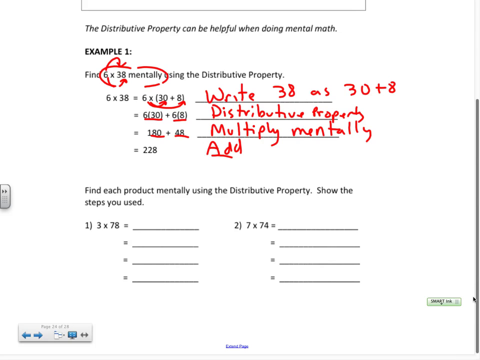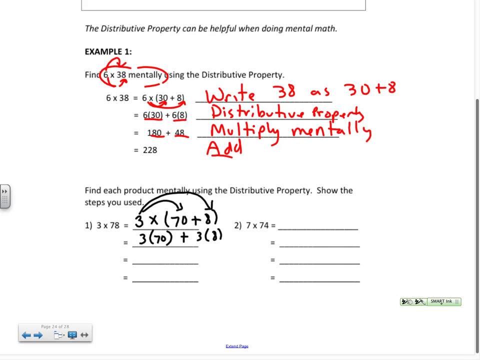Let's look at the example down here for you to get started. Find each product mentally using the distributive property. Show the steps you used. So I'm going to change 78 to 70 plus 8. So I'm going to change this to 3 times (70 plus 8). Now I have to take that outside number and multiply it by each addend. So 3 times 70, plus, keeping that plus sign, the next addend multiplied by the outside number, 3 times 8.